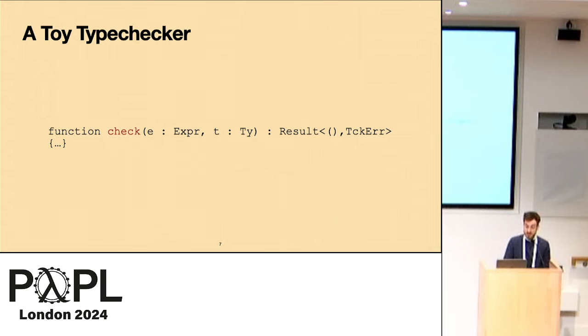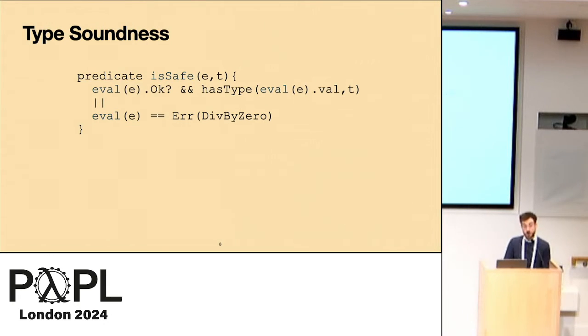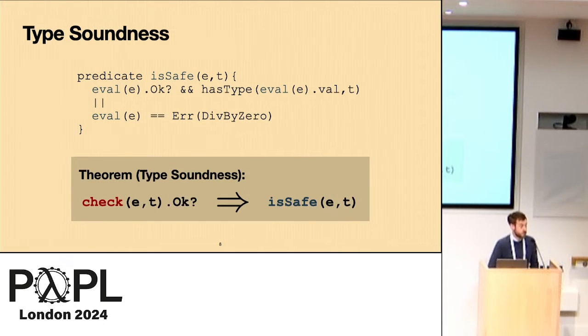A function check that takes an expression and a type and either returns okay, that type checked, or maybe a typing error. The safety property that we're going to be interested in for the purposes of this exposition is this one, that E, an expression, is safe at a type t if when you run the evaluator on the expression, one of two things happens. Either E evaluates successfully to some value, and then the value that you get out at the end actually does in fact have type t, that's case one. And then case two is when you run the evaluator on the expression, you get like a divide by zero error. Okay?